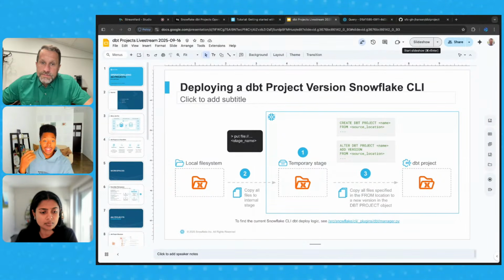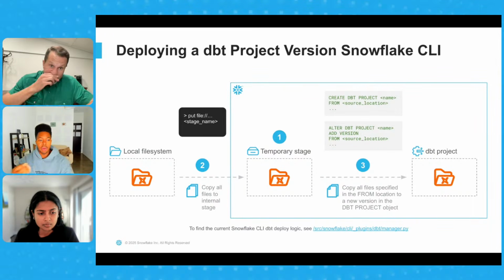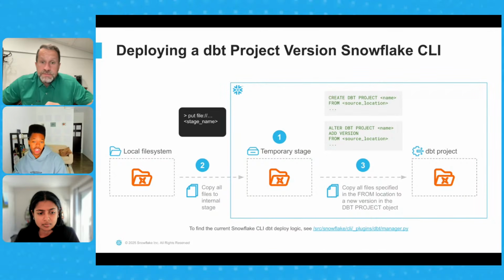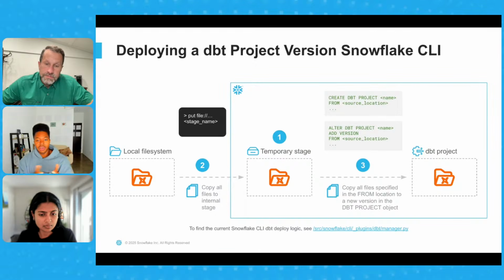However, in the future, and by future, I mean by GA, you will be able to use --external-access-integrations in your Snowflake CLI command, snow dbt deploy, and specify an external access integration, which tells our backend to run dbt deps before we crystallize and create that new version. So this allows you to no longer have to, because we know a lot of folks ignore their DBT packages folders. This should help streamline that deployment process.